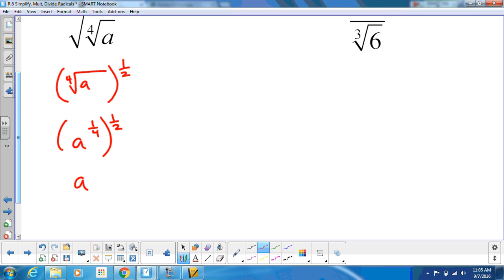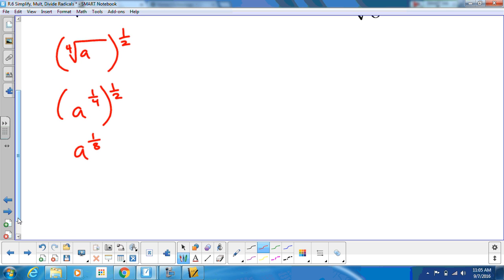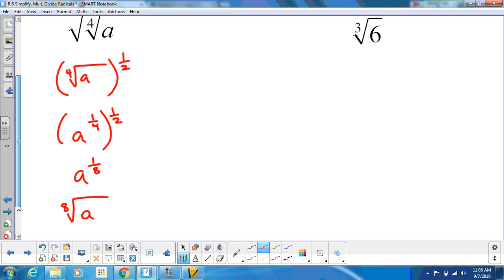I can combine these exponents. What operation would I use? Multiplication. You have power to a power is multiplying exponents. So what's 1/4 times 1/2? It is 1/8. And I'll put it back in radical form since that's how it started. So that's the 8th root of a. So 8th root of a looks a lot better than the square root of the 4th root of a.